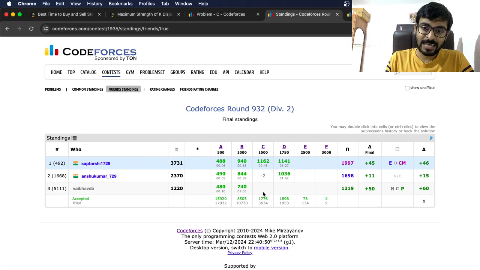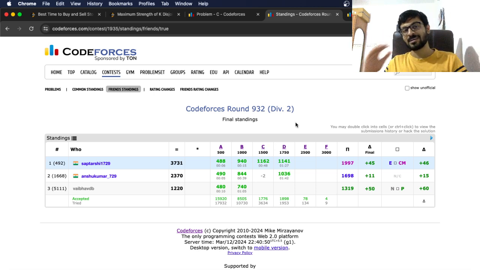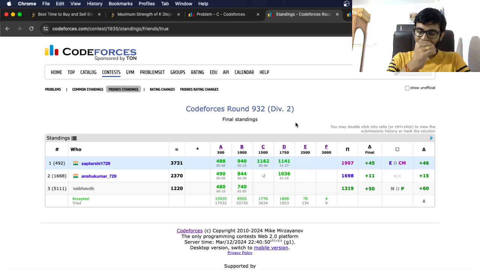You can see this C has fewer correct submissions than D. So this tells you something about the difficulty of C. Definitely more people had attempted C and fewer of them got it correct. Compared to D, more people attempted C, but fewer people than D got C correct. So this tells you something about it.